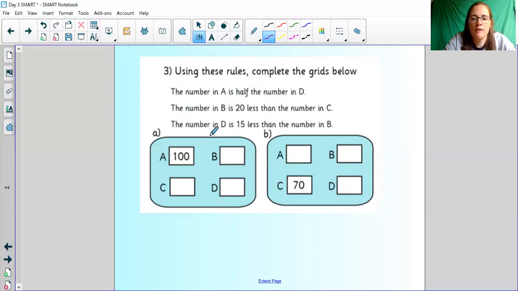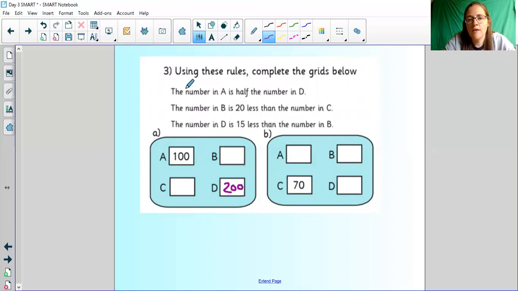So the number in A is half the number in D. So we're going to look at this box to start with. So this number in A is half of what should be in D. So it's not saying that D is half of A, it's saying that A is half of what's in here. So in order to find D, we need to use the inverse. The inverse of half is double. So to get to what D is, we need to double what's in A. So double 100 is 200.